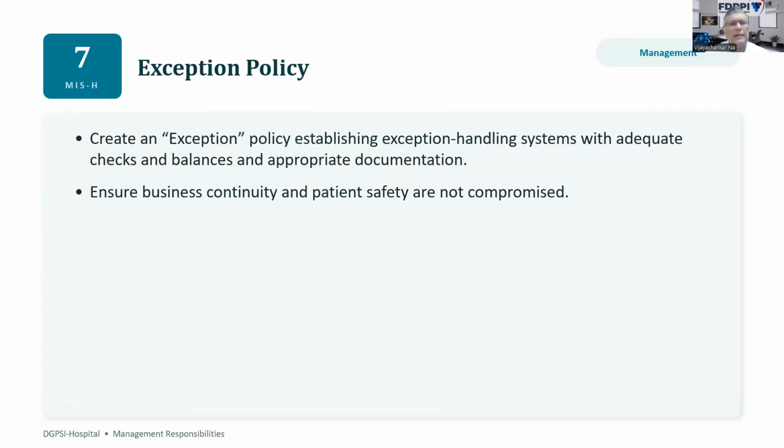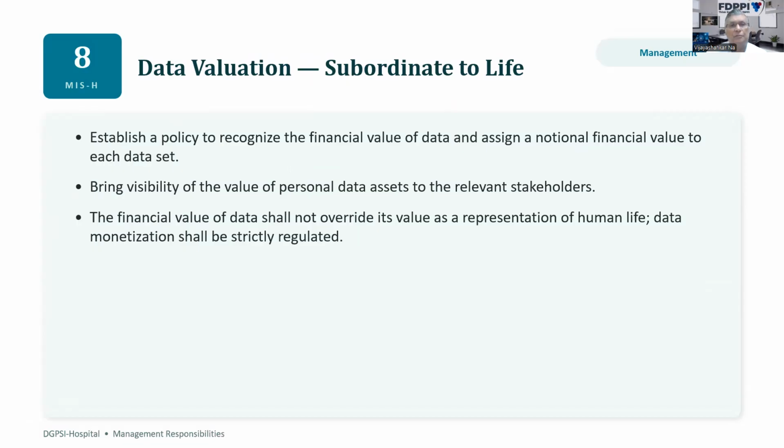Then there is also a need to create an exception policy, establishing exception handling systems with adequate checks and balances and appropriate documentation. Because we are dealing with life and death, tomorrow we should not run into a situation where we are restricted by the policies while the life is at risk. Okay, so exception policies have to be there in every organization, more so in a hospital. Ensure business continuity and patient safety are not compromised. That will be the basic objective of this exception policy.